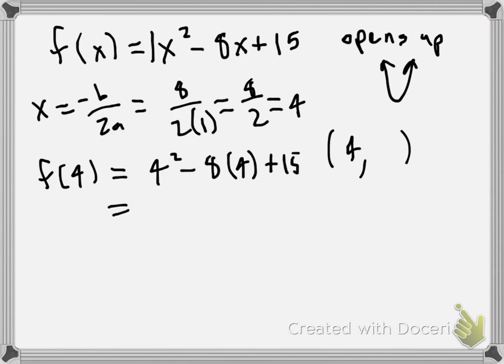Okay, working it out. So that's 16 minus 32 plus 15. 16 and 15 makes 31. 31 minus 32 is -1. And so there's the center of our graph. Our vertex is here at 4 and -1. Okay?